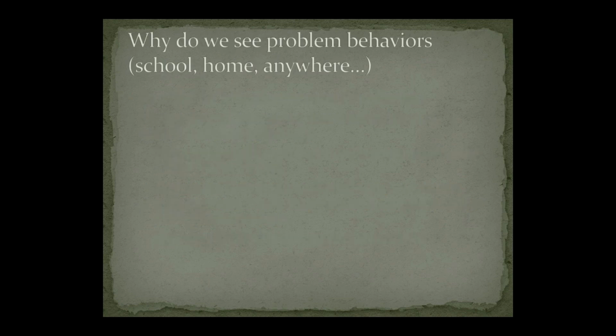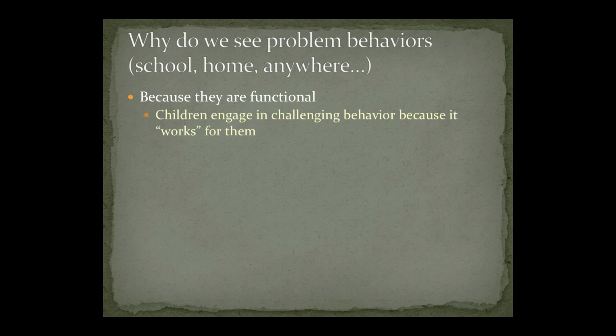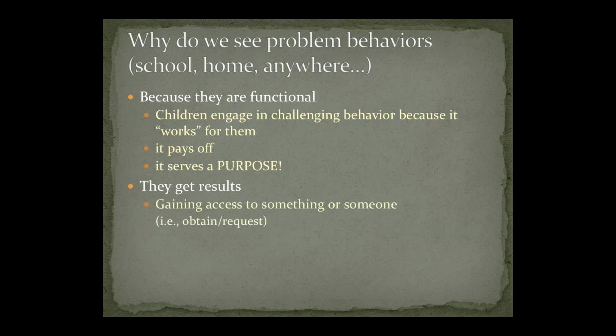Why do we see problem behaviors? These could be at school, home, or anywhere. We see problem behaviors because they are functional. Children engage in challenging behavior because it works for them. It pays off. It serves a purpose. They get results from their problem behaviors. For example, gaining access to something or someone, or avoiding something or someone.